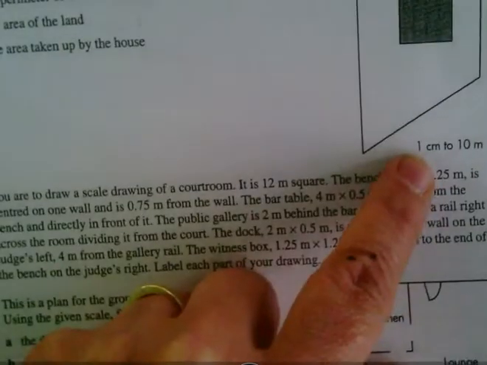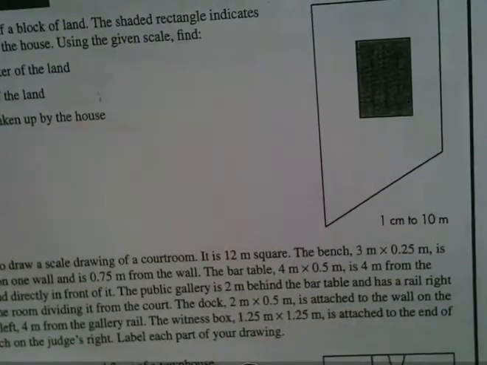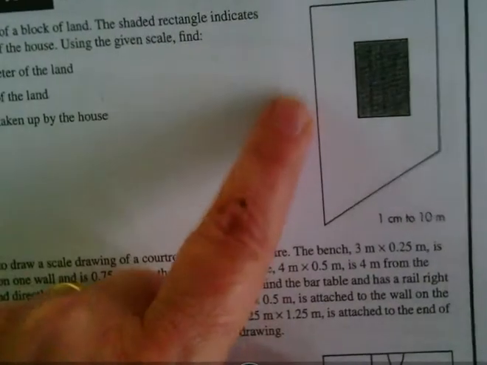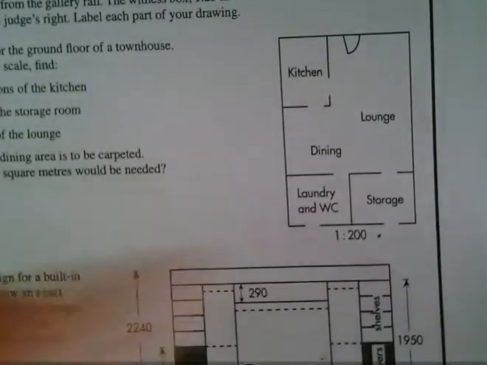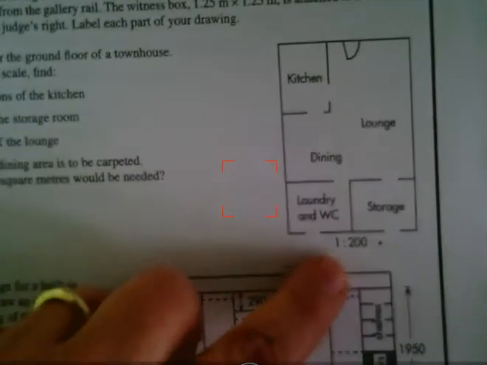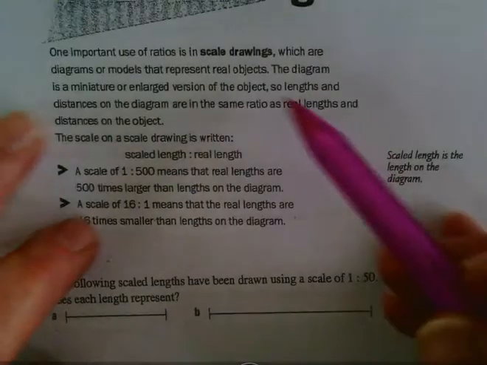What does that mean? This scale you'd probably understand, 1 centimetre to 10 metres. Do you know what that might mean? All right, good. On the paper is 10 metres in real life. Well, when you see something like this, 1 to 200, it just means that the real thing is how many times bigger? 200 times bigger.